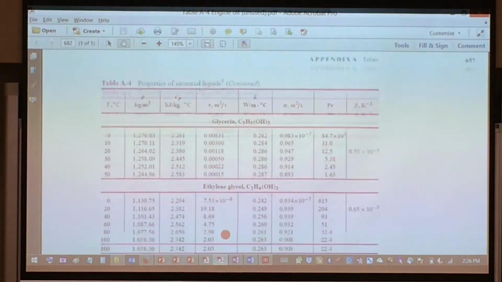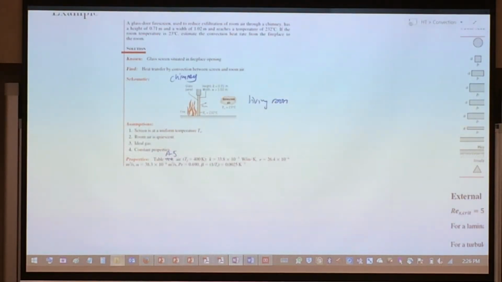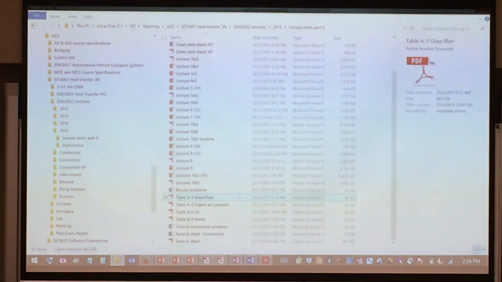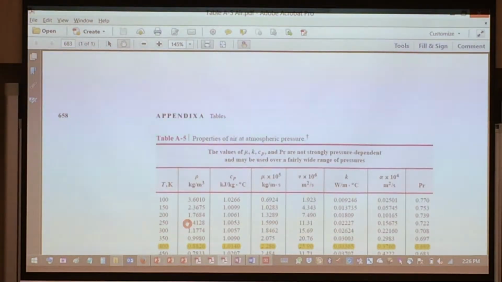What is this one? A4. I have one that's A5. Okay.